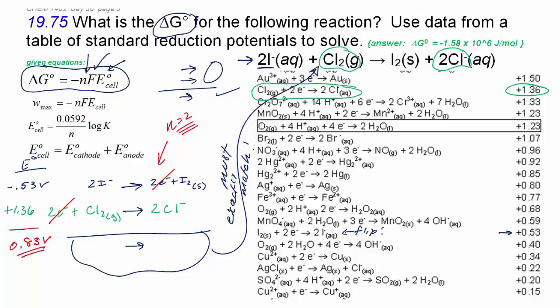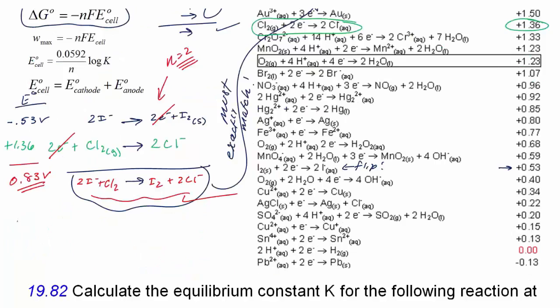Now, we should probably check to make sure this matches. If I add up these two reactions, I get 2I minus plus Cl2 forms I2 and 2 chlorides. Does that match? Yeah, that matches perfectly. So the reaction's good. Okay, so now I'm ready to find my standard change in Gibbs free energy.